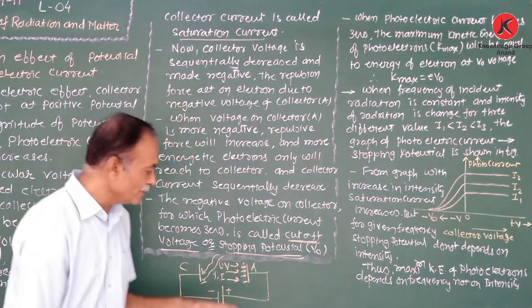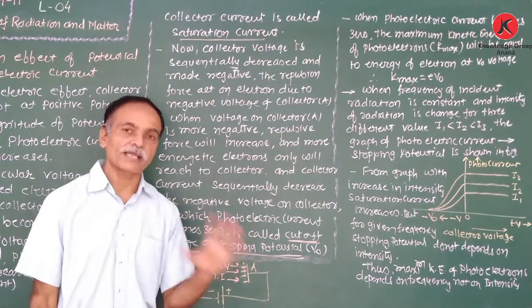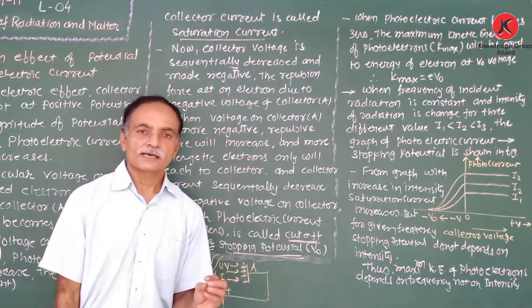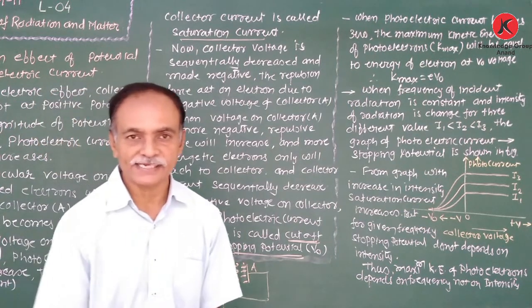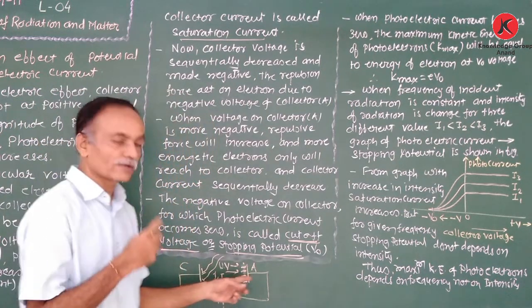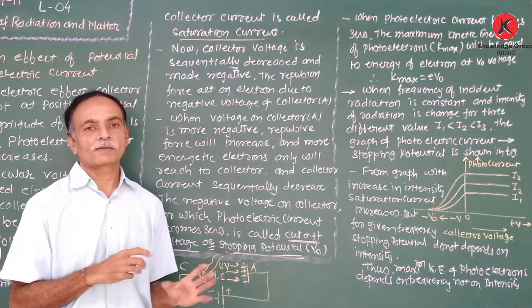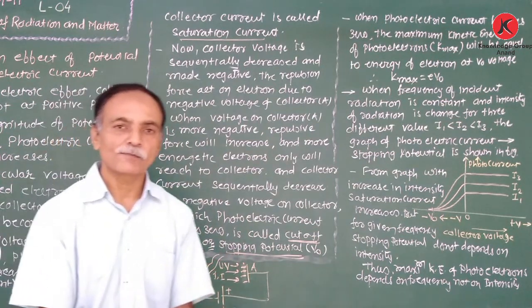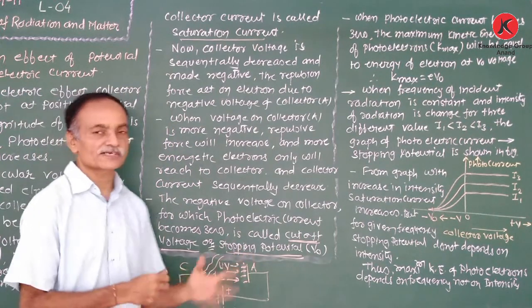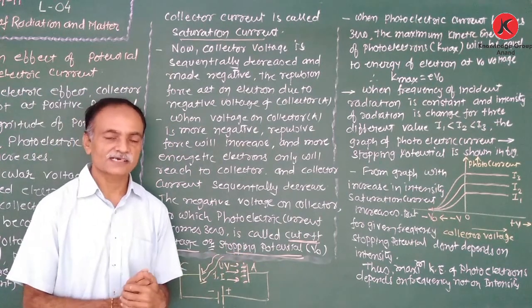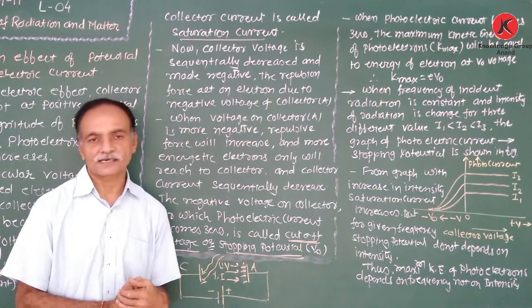For a particular value of positive potential on A, the photoelectric current becomes the maximum. That means all the electrons are collected by the anode or the collector. Further, there is no increase in photoelectric current. So this current is known as the saturation current.